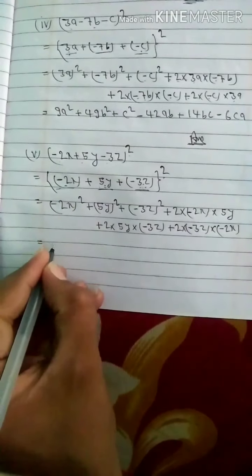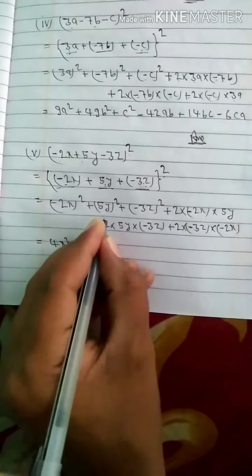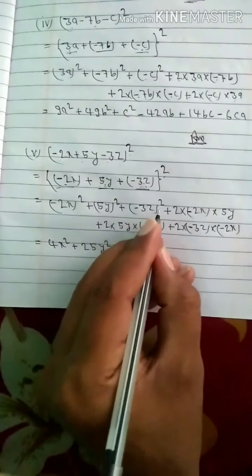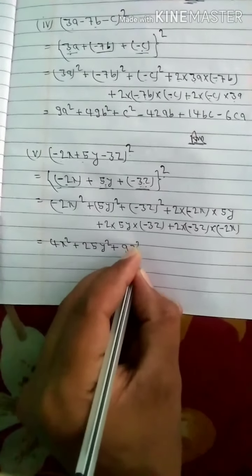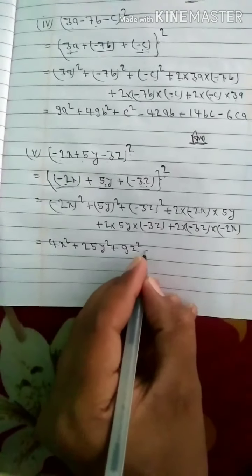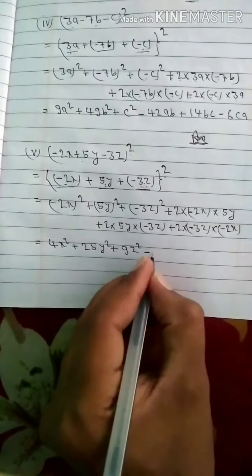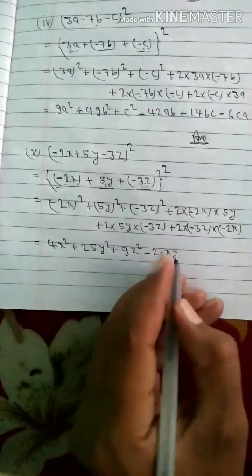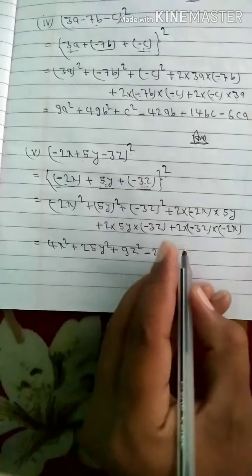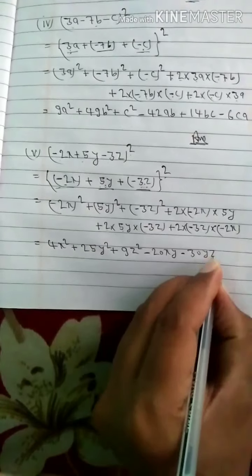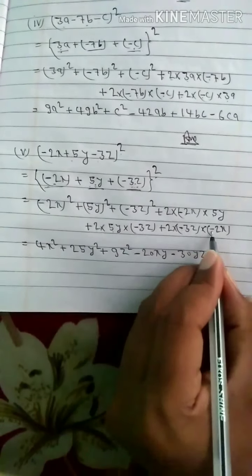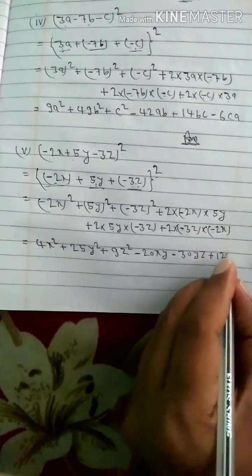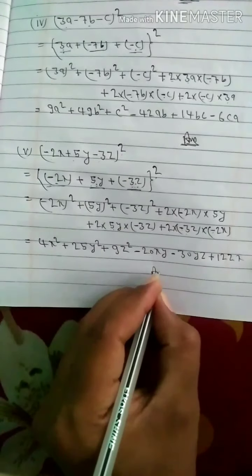So (−2x) whole to the power 2 is 4x square, (5y) whole to the power 2 is 25y square, (−3z) whole square is 9z square. And now see here plus minus, minus 2 4s are 8... 2 into 2 is 4, 5 4s are 20, so −20xy. And now see here plus minus, minus 2 5s are 10, 3 10s are 30, so −30yz. And now see here minus minus plus, so 2 3s are 6, 2 6s are 12, so +12zx. And now this is your answer.